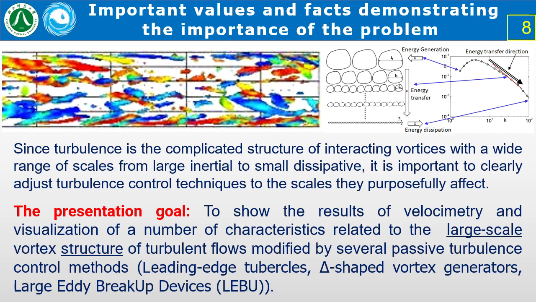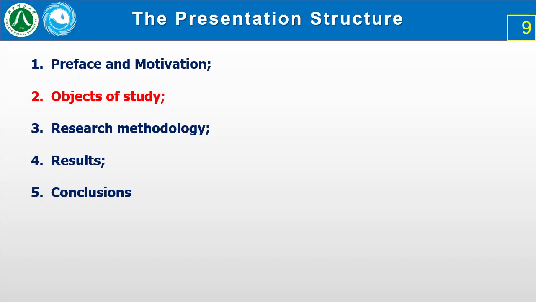The presentation goal is to show the results of velocimetry and visualization of a number of characteristics related to the large-scale vortex structure of turbulent flows modified by several passive turbulence control methods, like leading-edge tubercles, delta-shaped vortex generators, and large eddy break-up devices. Let's consider the objects of study in more detail.